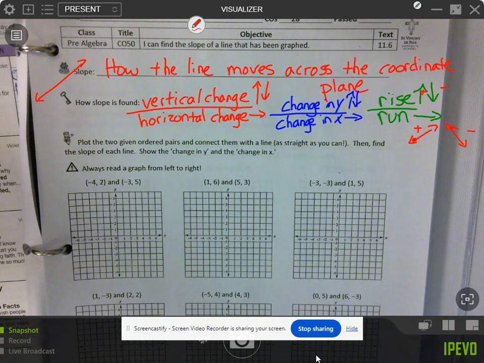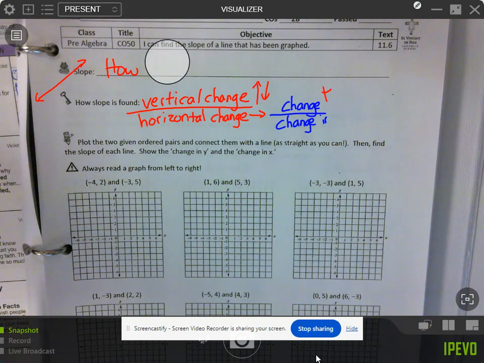Okay, so let's see how this works. I am going to erase this so I can move it up.